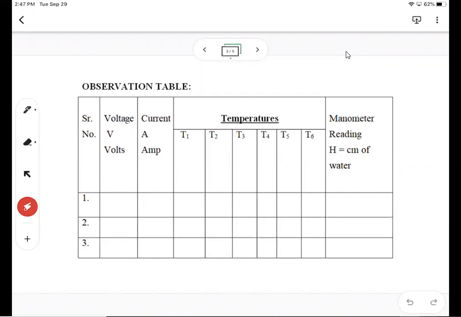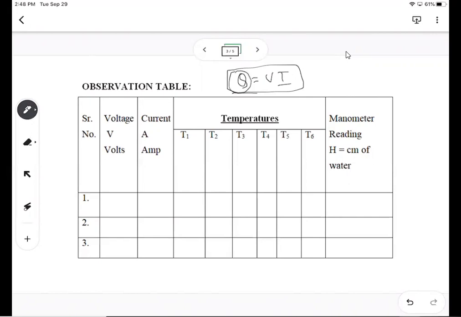Over here you will get voltage and current. The product of that, voltage into current, will give you the heat input. But this heat input is only given to the heater. This is the total heat which would be given to the heater. But if you want to determine how much heat has been supplied to the air passing through the pipe in the test section, then it would be just a small part of this Q.